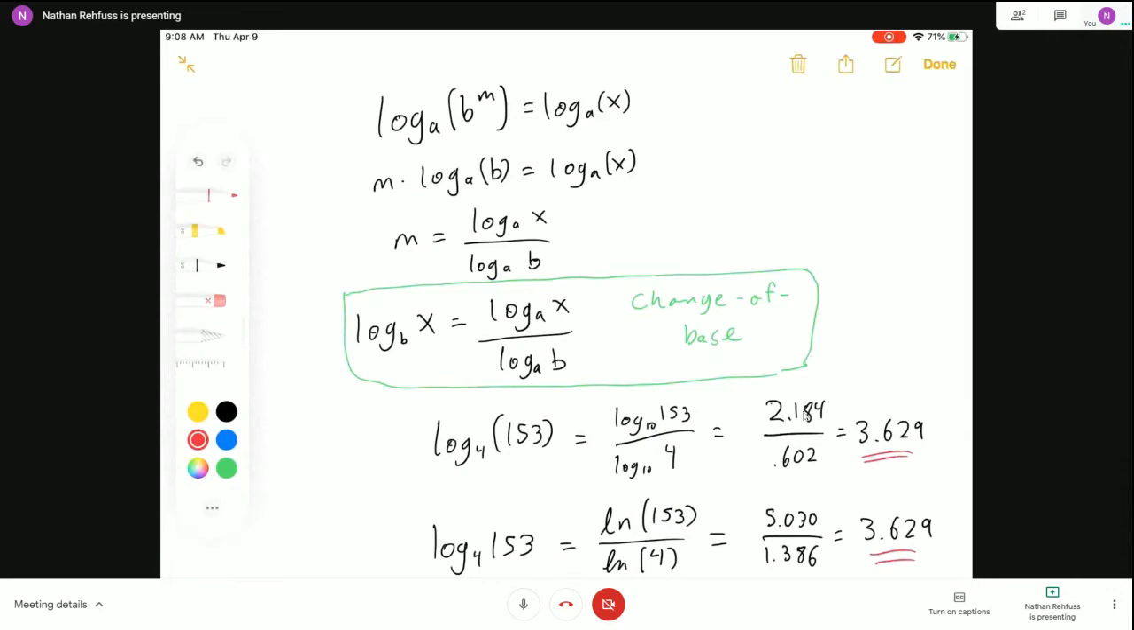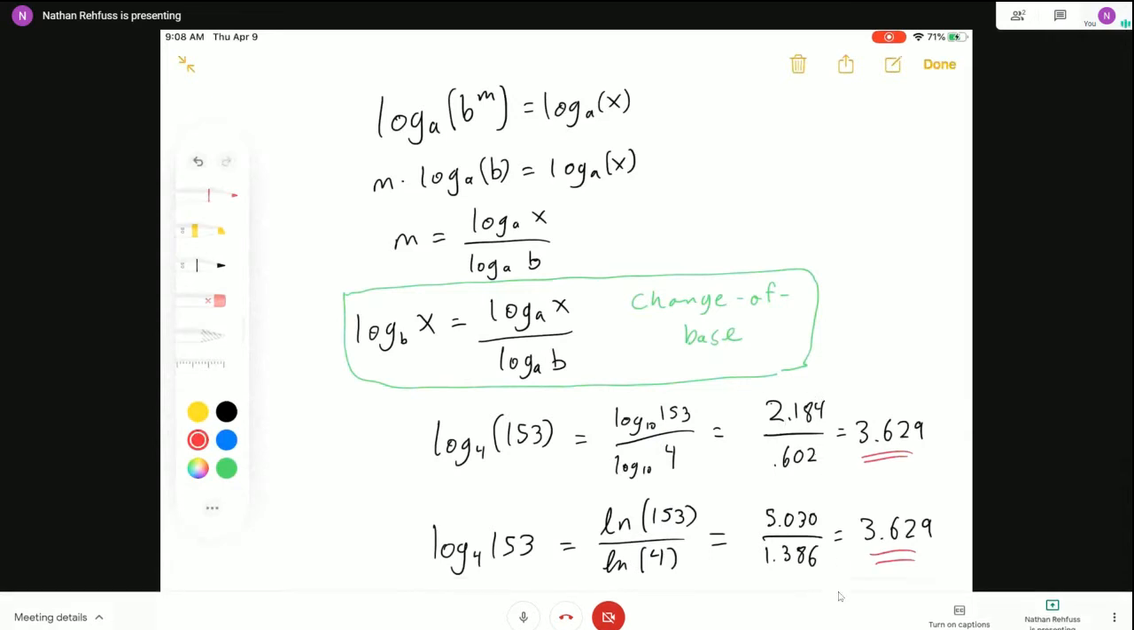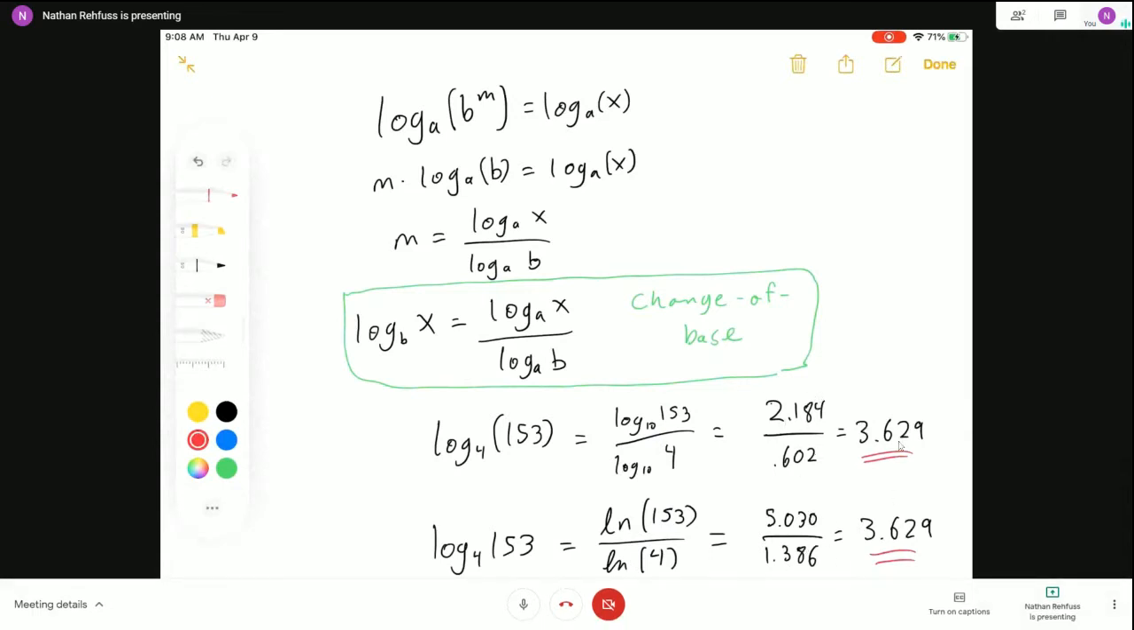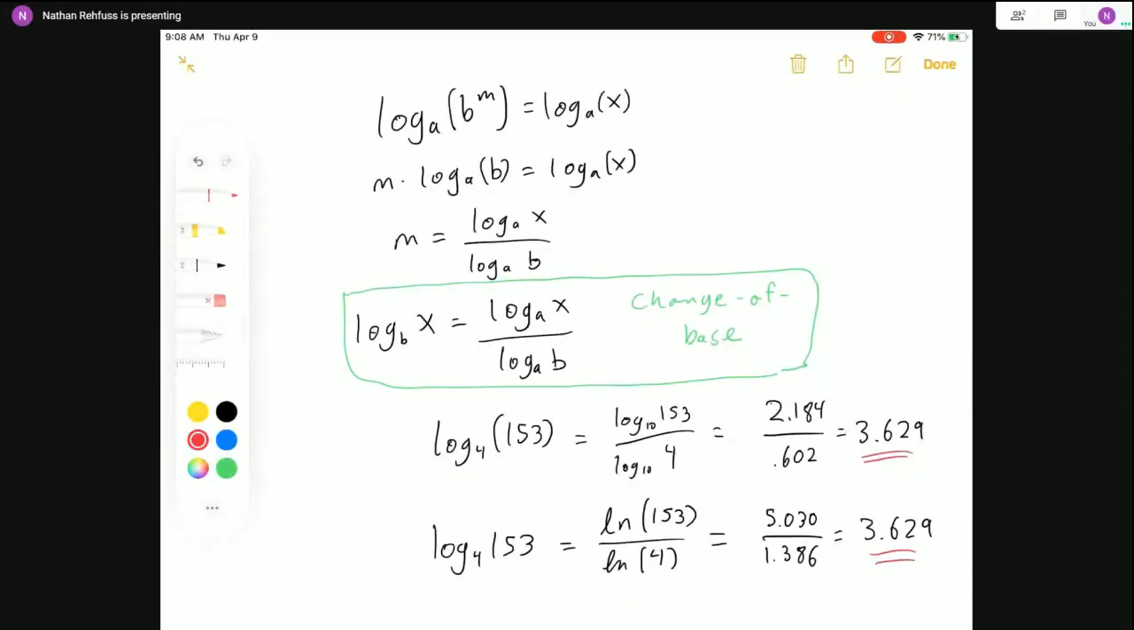It doesn't matter what base you pick, whether it's 10 or e or 7 or 1,000,002. You will get different numbers here, but their quotient, the ratio between them, will always be the same. And it'll always be equal to log base, the denominator base, of the argument. So this is a real cool way to split up logarithms. I just think it's neat.